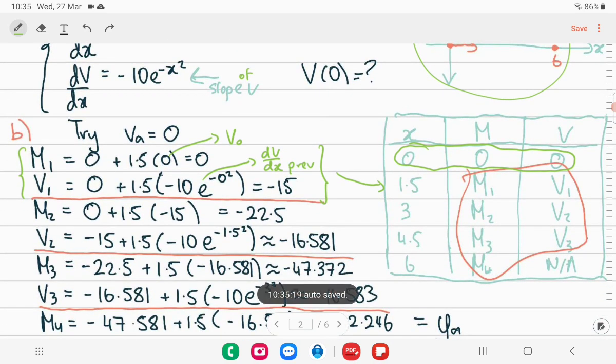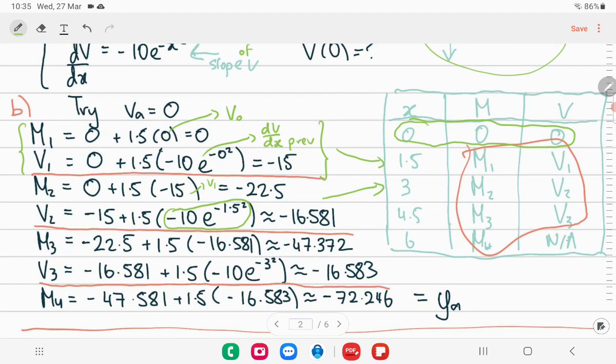Then we go again. The previous m is 0. The previous v I should say is minus 15. And now this is the previous v. This here is v1. And this is the previous dv dx. And just note that it uses the previous x. So this is at this point, and what's the previous x? 1.5. And we get the numbers out.